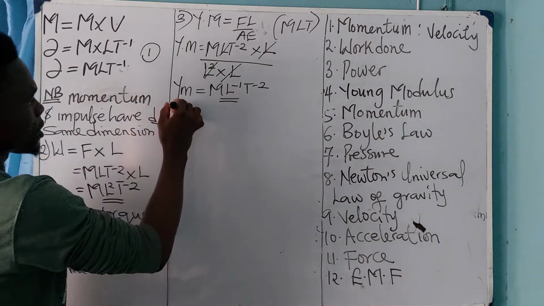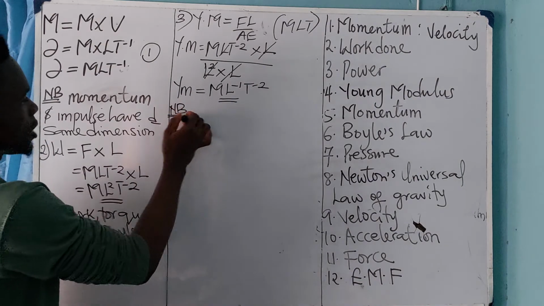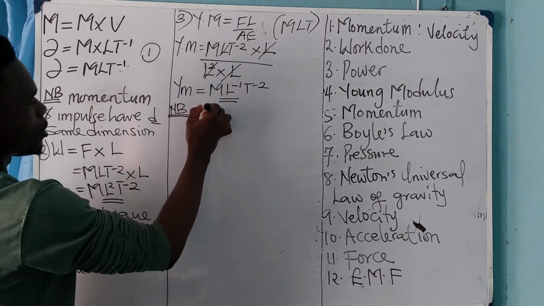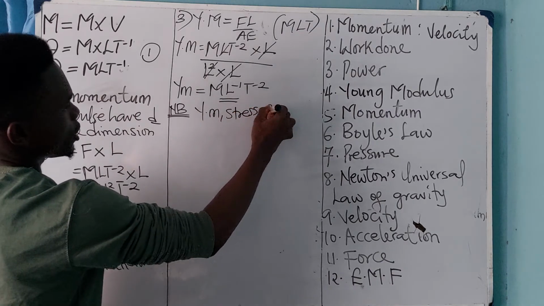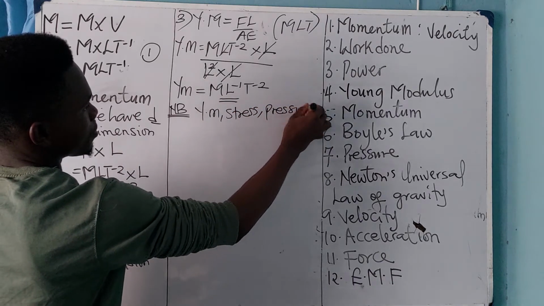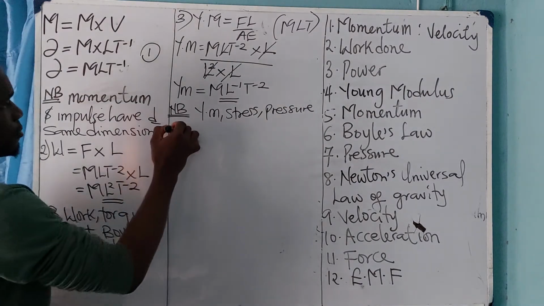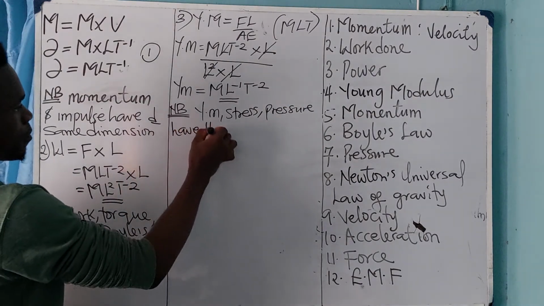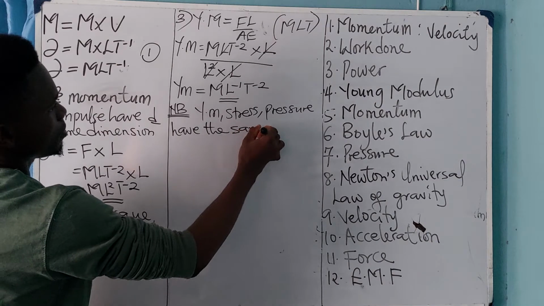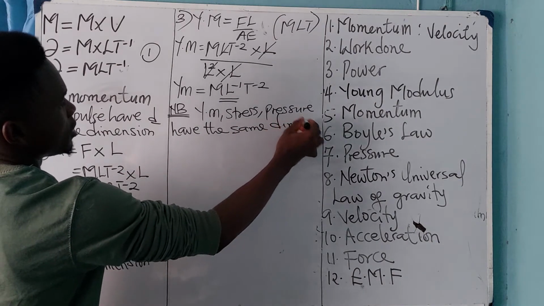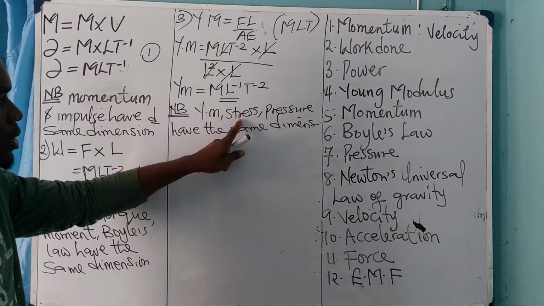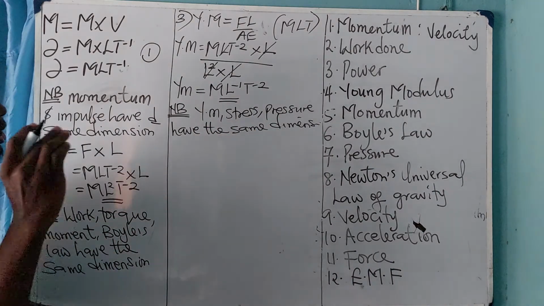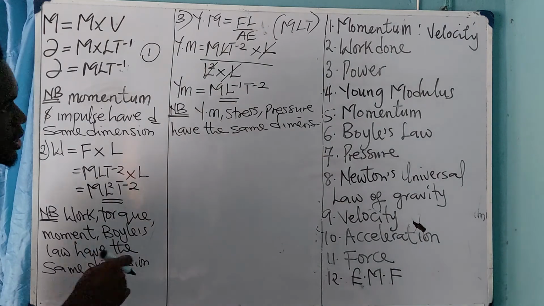Young modulus. Another NB, another thing you should take note of here. Young modulus, stress, pressure have the same dimension, please. These three quantities, Young modulus, stress, pressure, have the same dimension. All right, they have the same dimension.